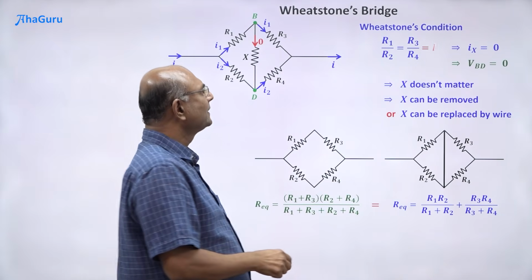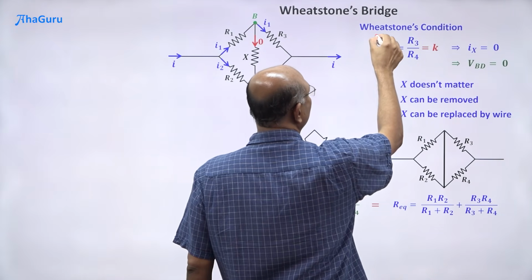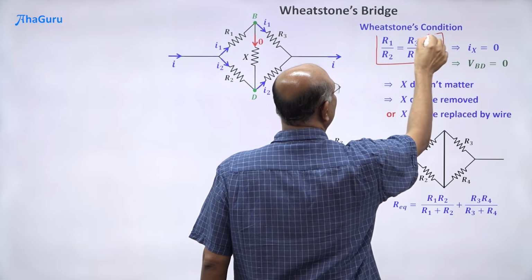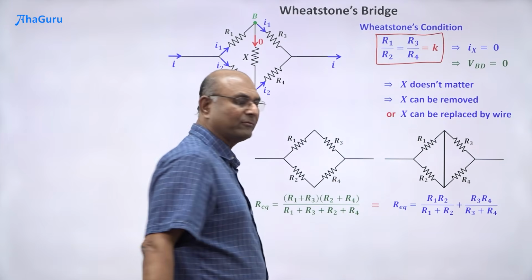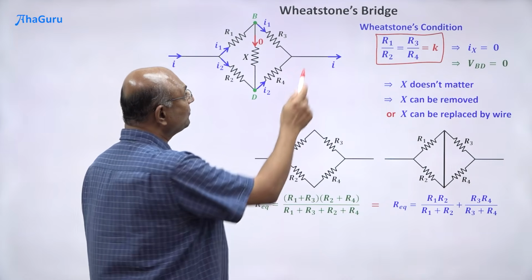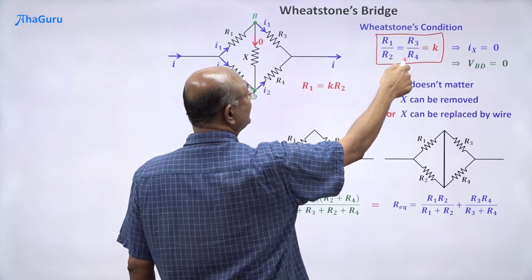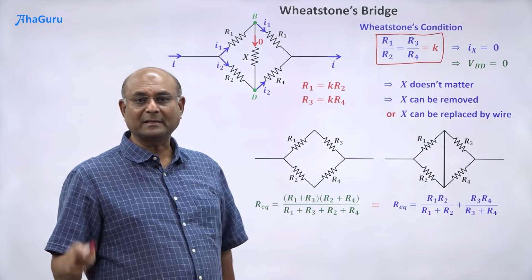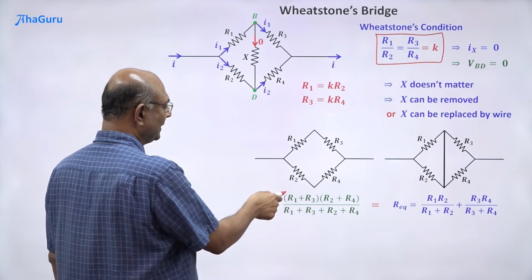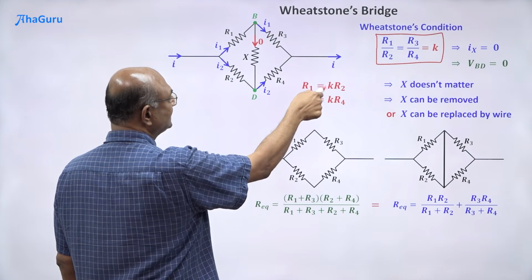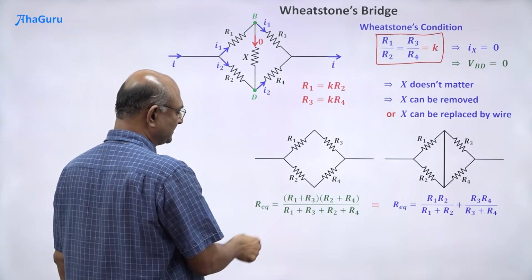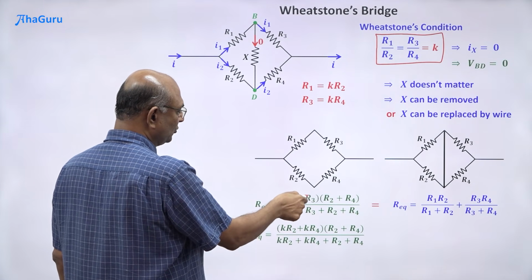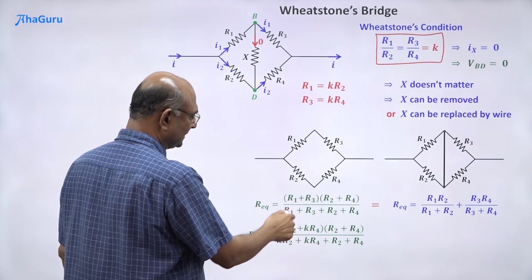Let me do that. Suppose I call this K. R1 by R2 is equal to R3 by R4. Let me call that K. So R1 is K times R2. R3 is K times R4. So everywhere I have R1 and R3, I'll replace it with R2 and R4. Let me do that. R1 is KR2, R3 is KR4. Let me substitute. KR2, KR4, this as it is.